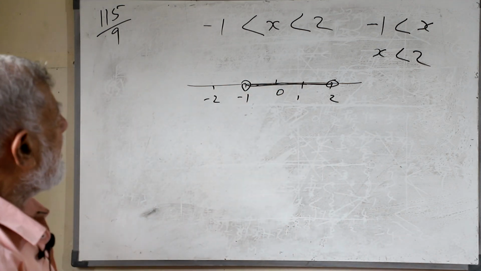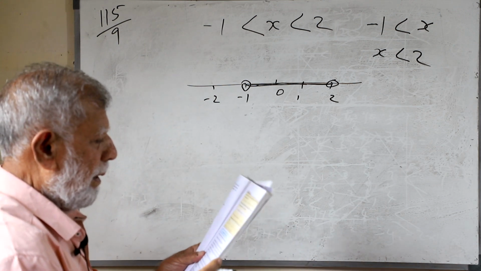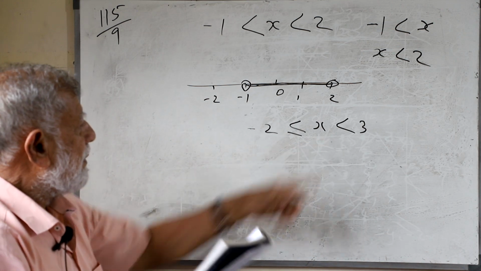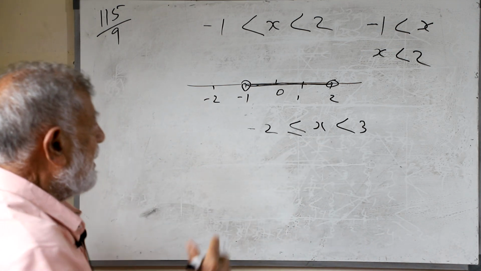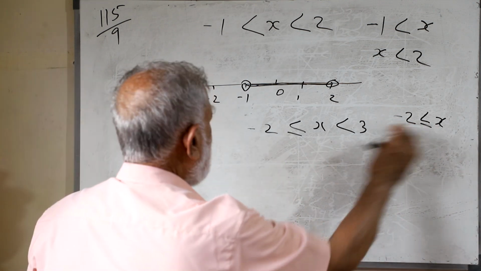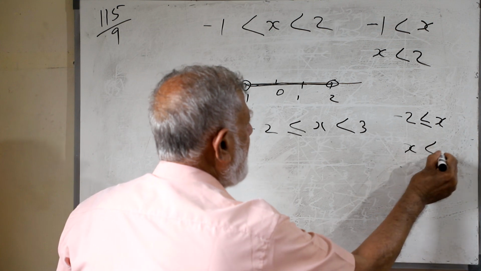So that will be the answer for the first one. Second one is -2 less than or equal to x less than 3. So here if you write the two equations, it will come like this: x is greater than or equal to -2 and x is less than 3.